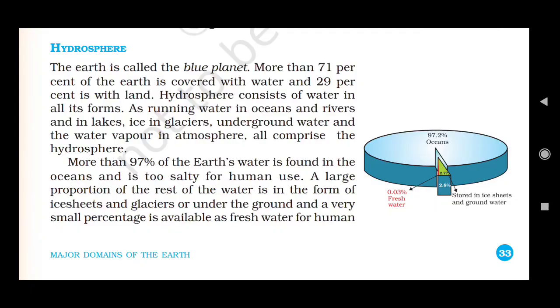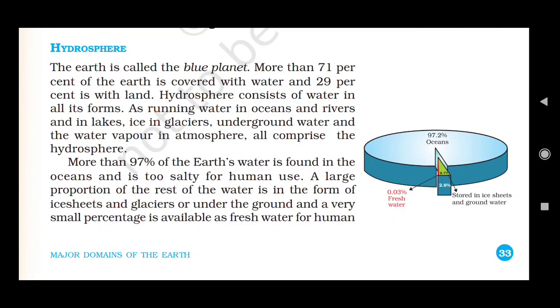Hydrosphere. The Earth is called the blue planet. More than 71% of the Earth is covered with water and 29% is land. Hydrosphere consists of water in all its forms. Running water in oceans and rivers and lakes, ice in glaciers, underground water and the water vapor in the atmosphere all comprise the hydrosphere.